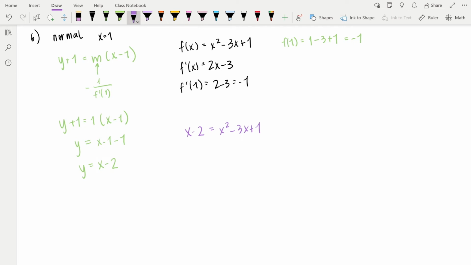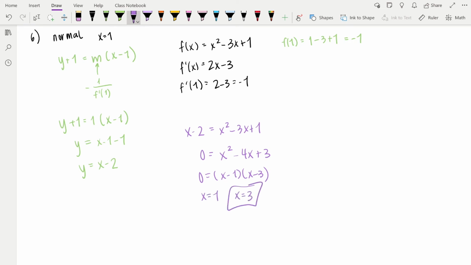And I expect there to be 2, because I know one of them is when x equals 1, but apparently there's a second point. So let's go ahead and set this equal to 0, because it's a quadratic. I subtract x, so I have negative 4x. I add 2, so I have 3. I prefer to solve things by factoring. Because this is a nice round integer, I expect it to be able to factor. In fact, one of the factors should be x minus 1. So this will be x minus 1 times x minus 3. So the two solutions are x equals 1 and x equals 3.